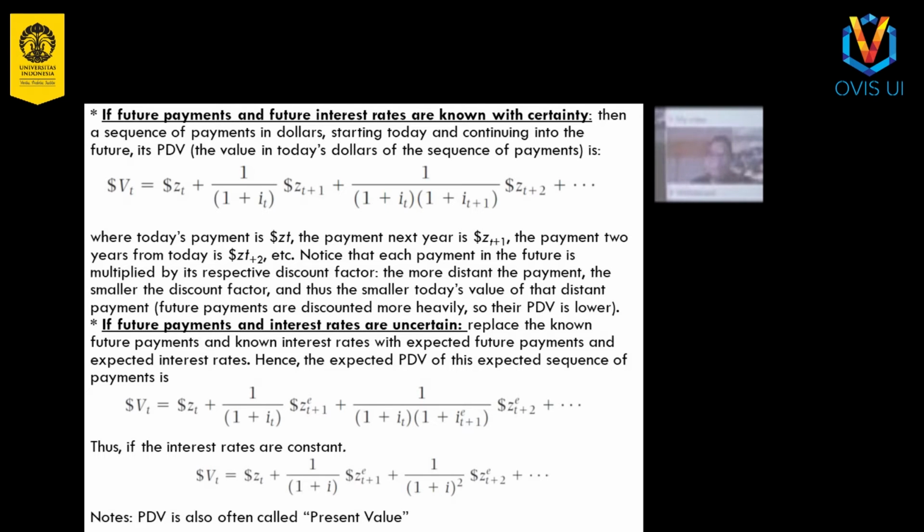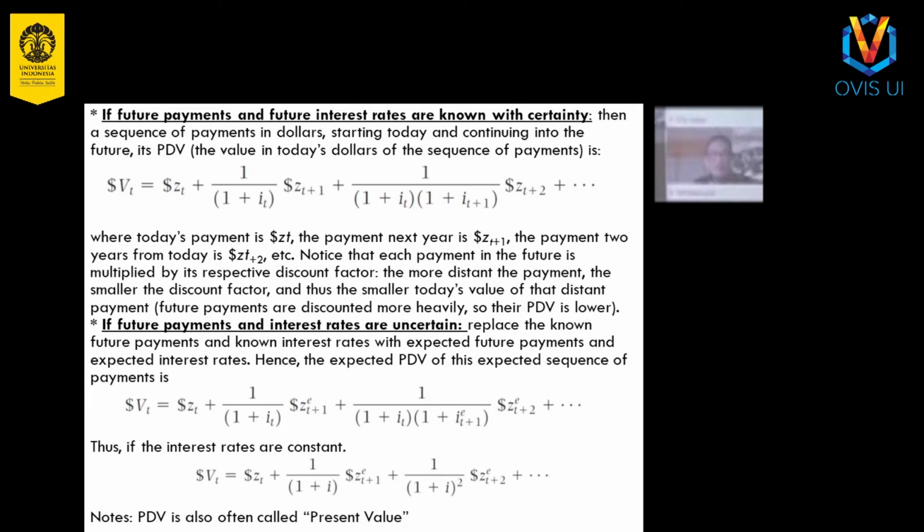So if that is the case, meaning you have a high degree of certainty in terms of your future interest rate as well as your future payment, then you can apply this formula. If you look at the formula here, essentially this is today's payment, and then this is your next year payment. That's why Z t+1, so next year. But that payment has to be discounted by this. This i is the interest rate, that's the discount factor for your payment in t+1.